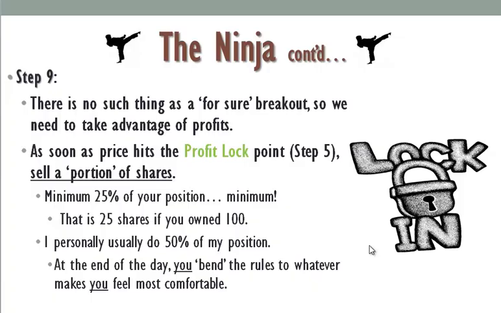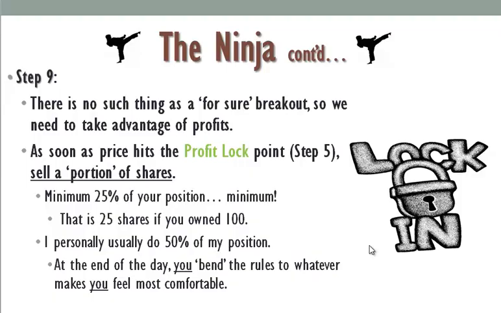So step 9, you've already seen that it's hit that green line, but let's pretend we don't know yet. So we get in because it starts to break. Now the key thing here is there is no such thing as a for sure breakout, let alone anything in the market. There are no for sures. That's why we need to take advantage of taking profits.